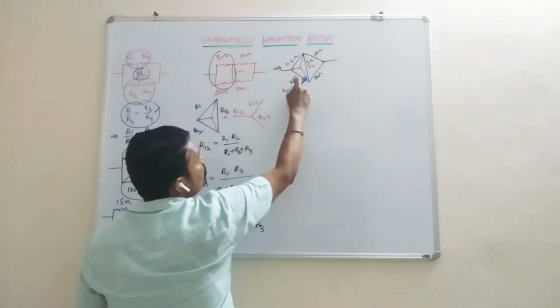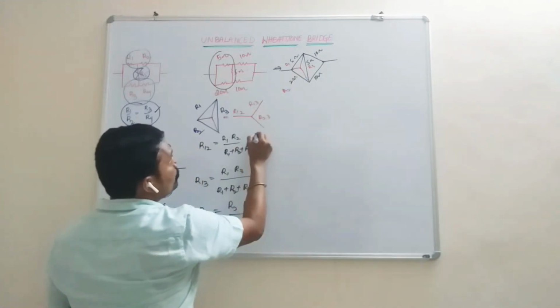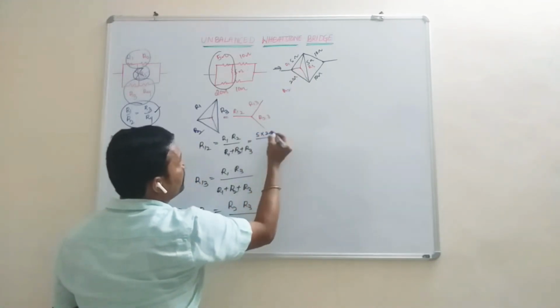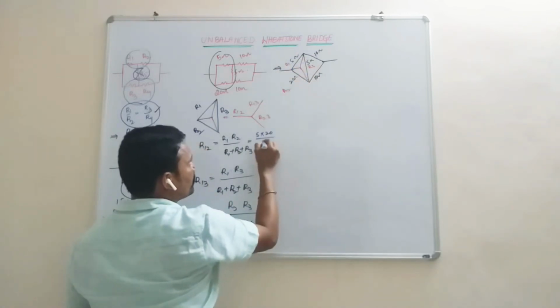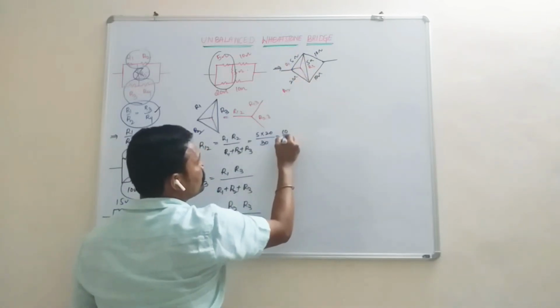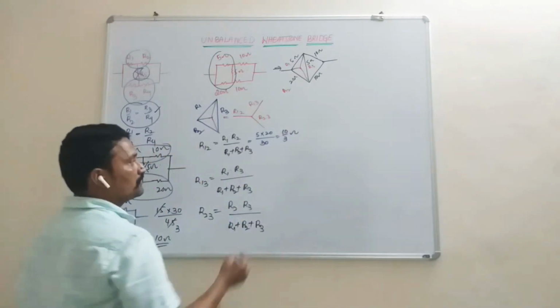1 is 5 ohm, 2 is 20 ohms. Look at here. So 5 into 20 by the sum of all the resistors: 5 plus 5 is 10, plus 20 is 30. Now that should be equal to 10 by 3 ohm.